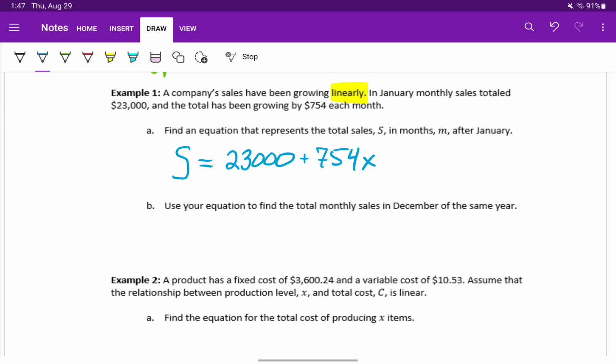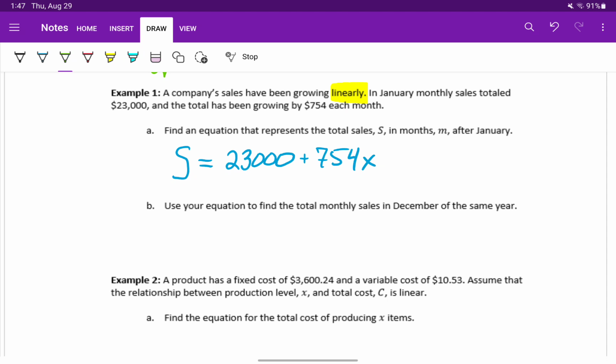The equation that we've got here makes sense because if we plugged in 0, which is our initial month, we would get total sales equals $23,000, which is what they were in January. So we have our equation, and now in part B, we can find the total monthly sales in December of the same year.